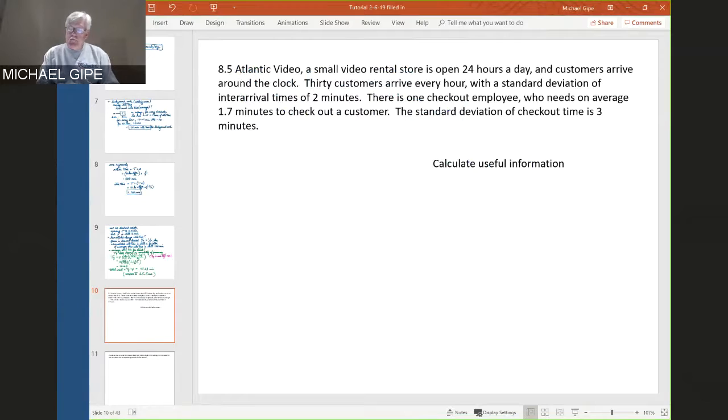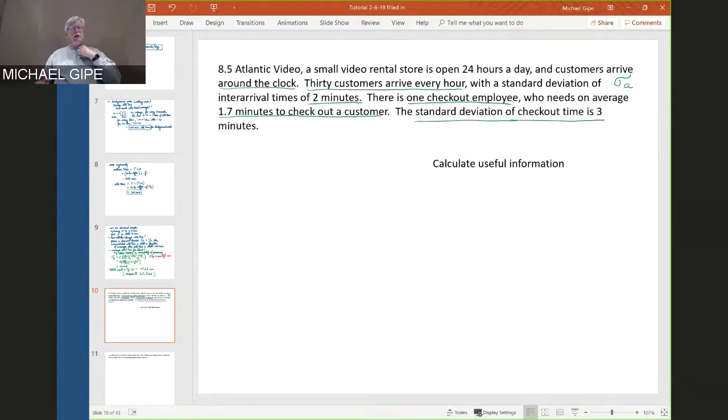Anyway, Atlantic Video is a small video rental store. They're open 24 hours a day. Customers arrive around the clock. 30 customers arrive every hour around the clock. They have a standard deviation of inter-arrival times of 2 minutes. So this is the sigma of A. There's one checkout employee. Again, we have one resource who needs on average 1.7 minutes to check out a customer. Standard deviation of checkout time is 3 minutes.